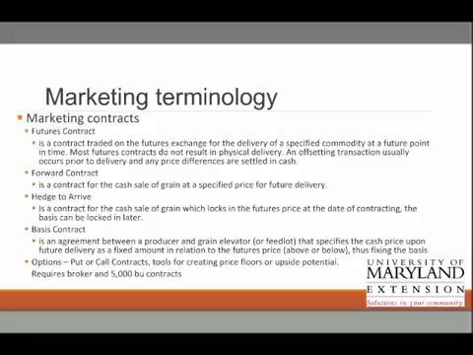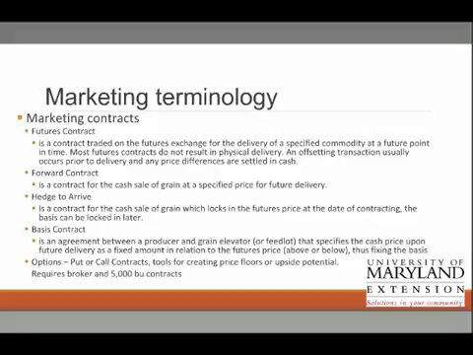A hedge to arrive is not as popular here, but very popular in the Midwest. And that is for the cash sale of grain, just for the price that day, not for the basis. So if you're not happy with the basis, maybe you just lock in the price and wait on the basis. You can also do a basis contract, which is the reverse. You don't price your grain per bushel, but you do lock in a price for that basis amount, that difference. And you can do that individually with the grain. So farmers would use the forward contract, a hedge to arrive, or a basis contract. Those are the three that farmers and producers would use.